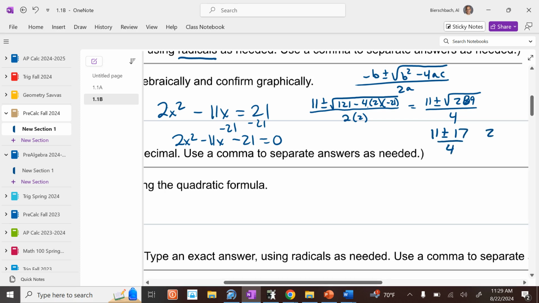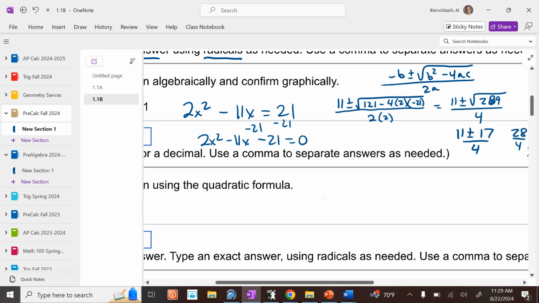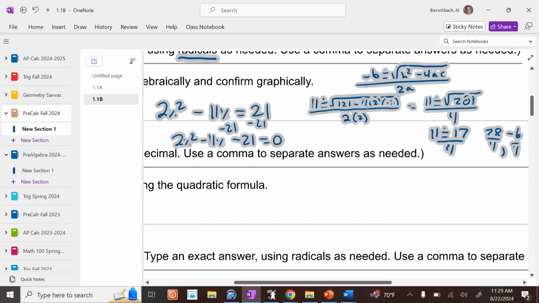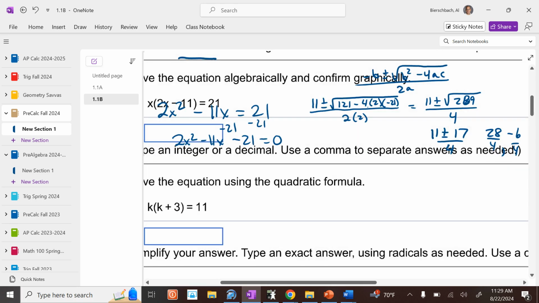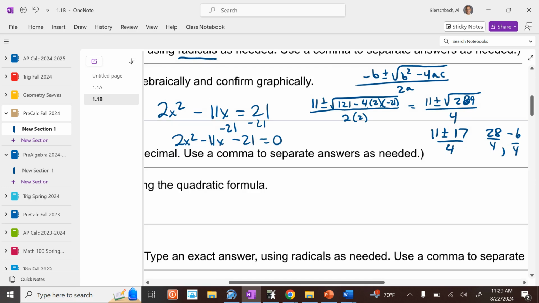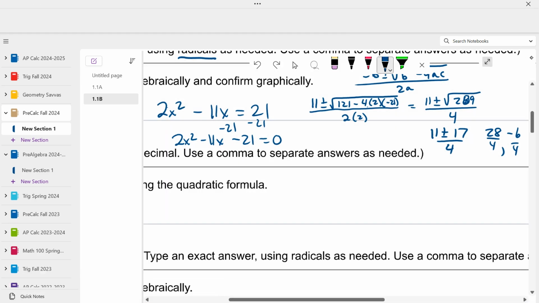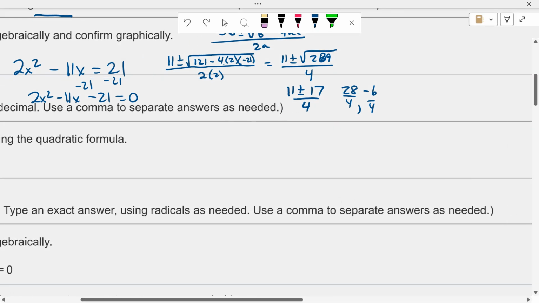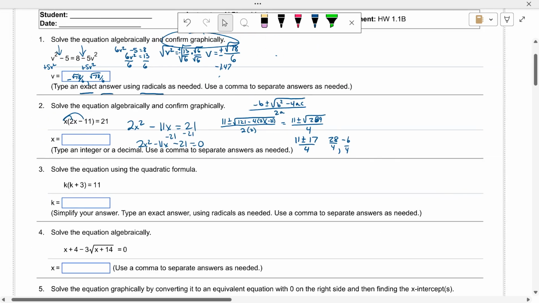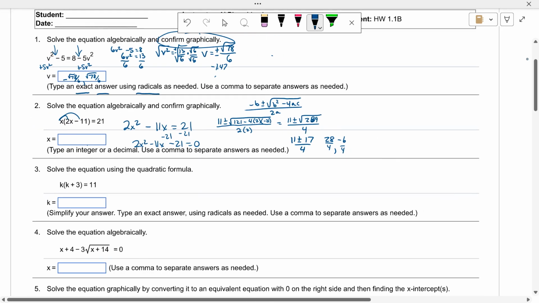11 plus 17 is 28 over 4. 11 minus 17 is negative 6 over 4. So then it would be 7 and negative 3 halves. Now, how do we check our answer graphically?